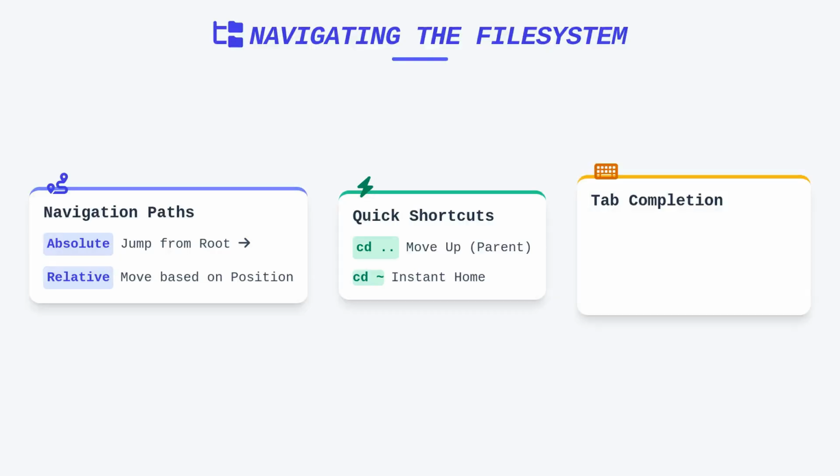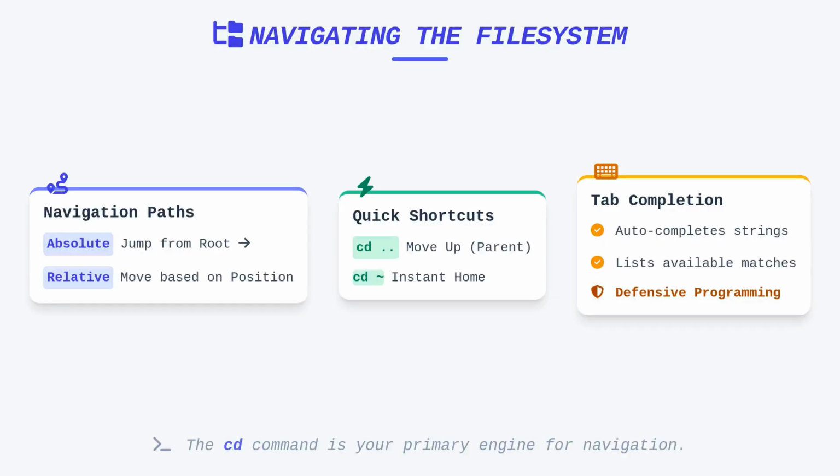While navigating, you should embrace the power of tab completion, a feature that significantly increases your efficiency and reduces typing errors. By pressing the tab key after typing only the first few characters of a file or directory name, the shell will automatically complete the string for you, or list the available possibilities if multiple matches exist. This is not just a convenience. It is a defensive programming habit that prevents mistakes when working with complex or deeply nested paths.